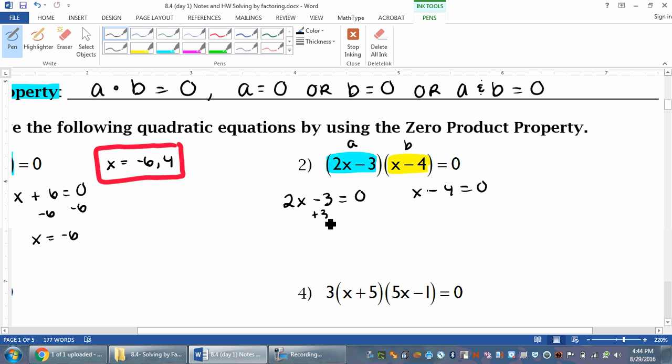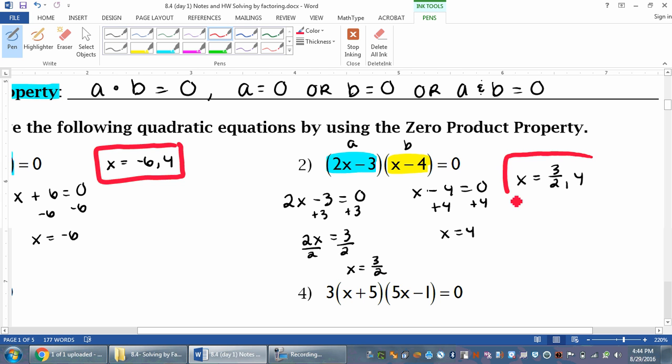Here I'm going to add 3 to both sides. So I have 2x is equal to 3. Then I'm going to go ahead and divide by 2. So x is going to equal 3 over 2. That's my first solution. And then my second solution, I'm going to add 4. So x is going to equal positive 4. So my two solutions are 3 over 2, comma 4. And if you notice, I'm putting them from least to greatest. The smallest number comes first, comma, the bigger number.